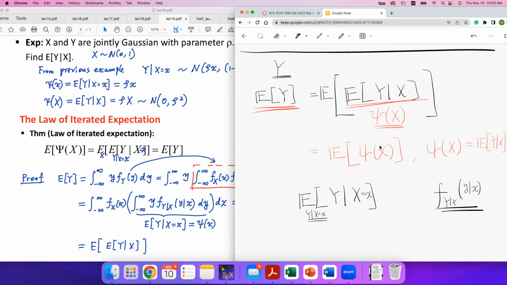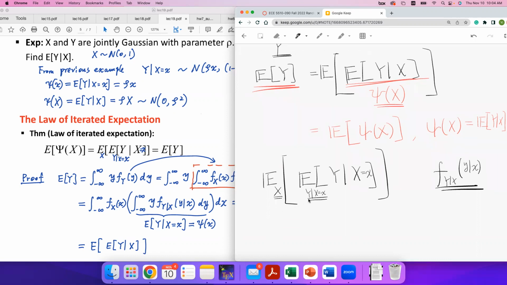And because inside it depends on x, right? Inside it is a function of the random variable x. So the outer expectation is actually taken over x. Its inside is a function of the random variable x, so the outer expectation is taking over the randomness of x.